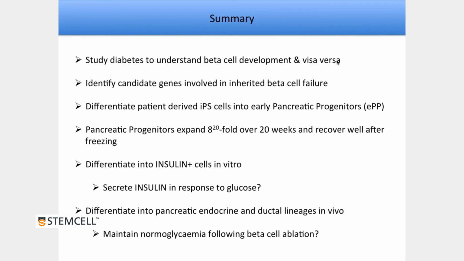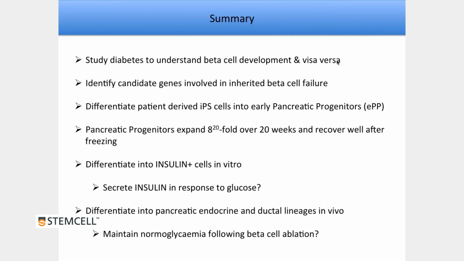And I do this by taking iPS cells from the diabetic individuals and differentiating these into early pancreatic progenitors. These cells can be expanded massively in culture. So far we've grown them to 20 passages, but I assume they can go further. And we can both freeze and recover these cells at very high efficiency.